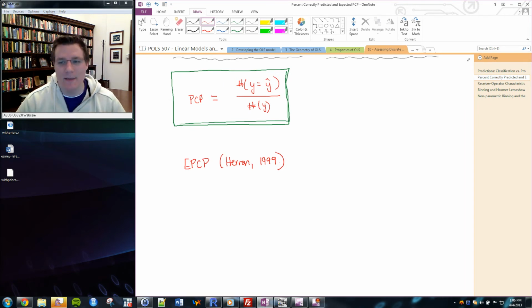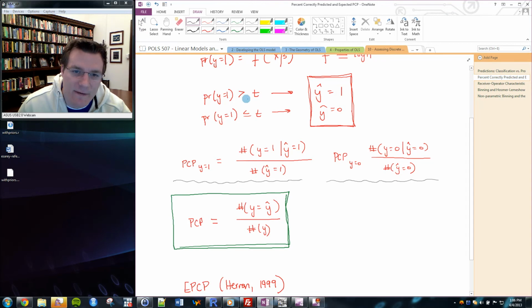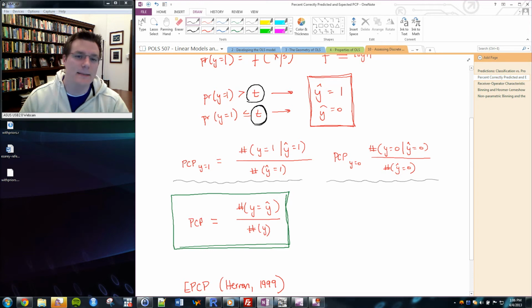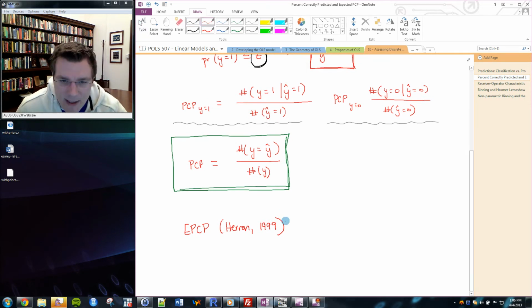Is just a modification of this idea that accounts for the fact that PCP forces us to set a threshold, t, and the choice of t is quasi-arbitrary. Like, we often pick 0.5 as the cutoff, sort of which one has the greater probability of occurring. Doesn't necessarily have to be 0.5 though, could be something else. Some papers do use other values. And the EPCP sort of tries to recognize that choice of threshold is arbitrary.